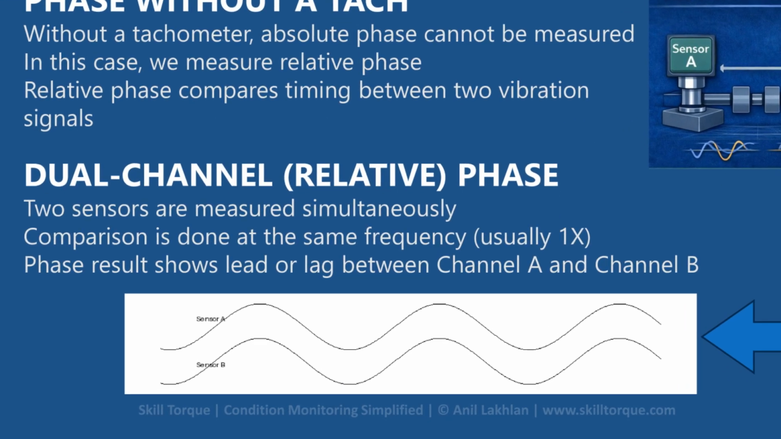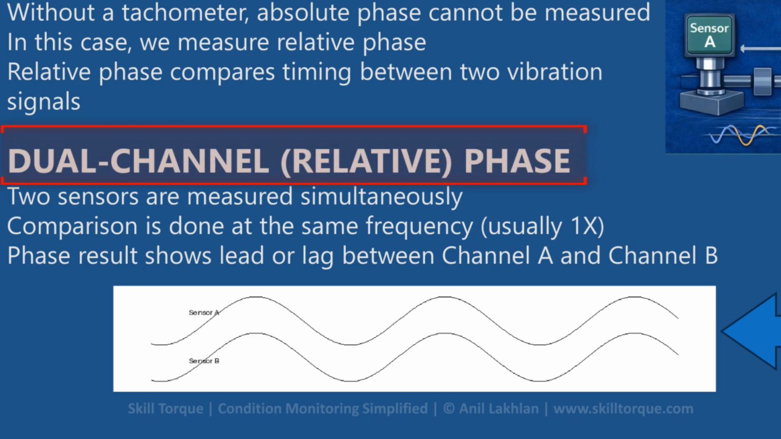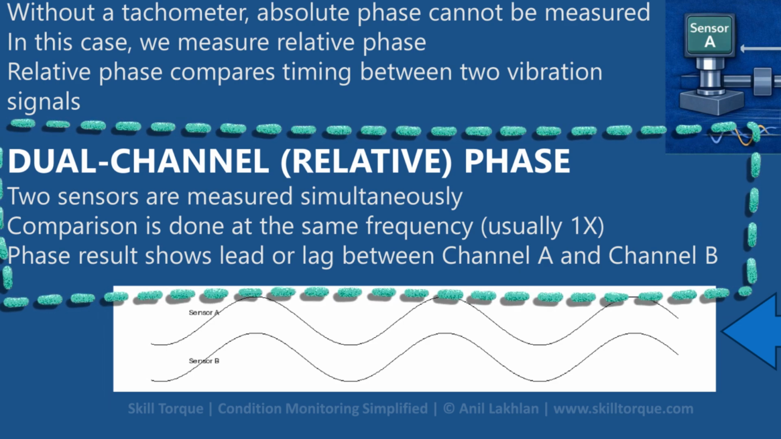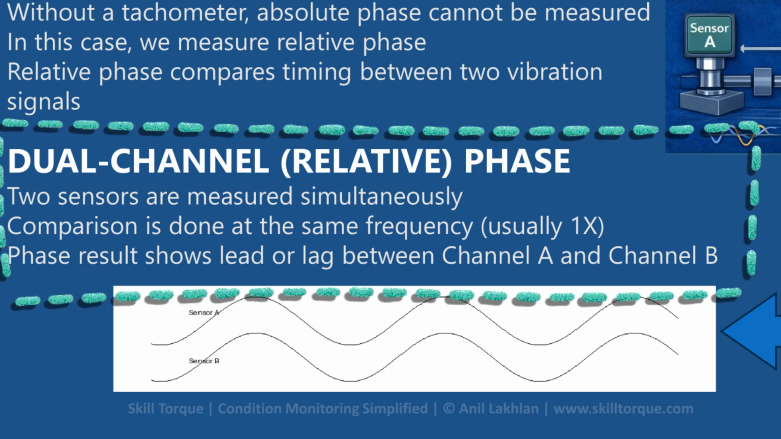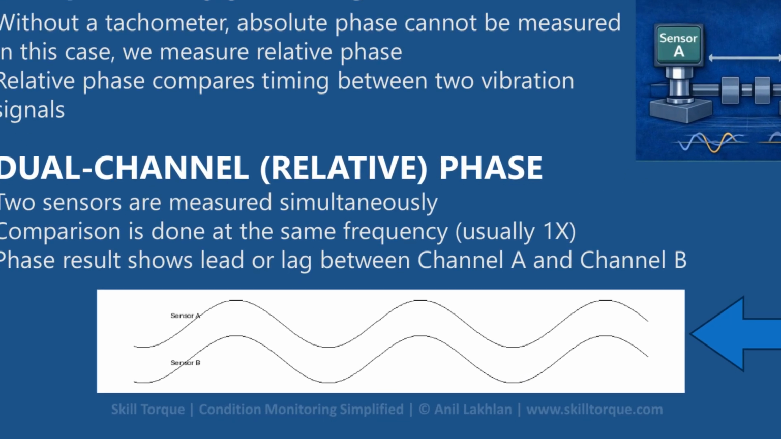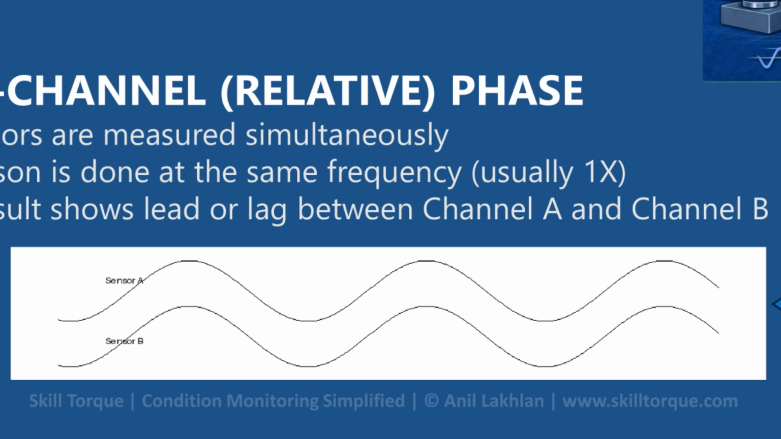Now what does dual channel phase mean? It means that we are comparing two vibration signals which are vibrating at the same frequency. This is a very important thing. Remember, the two vibration signals are at the same frequency, or you can say the same RPM. Let's take an example. Let's say you are comparing inboard and outboard bearing, or motor and pump, or horizontal and axial, whatever you are measuring the phase difference by using two sensors. Always remember that the frequency should be the same. The analyzer compares the timing of signal A and signal B, and it will calculate the phase difference between them.